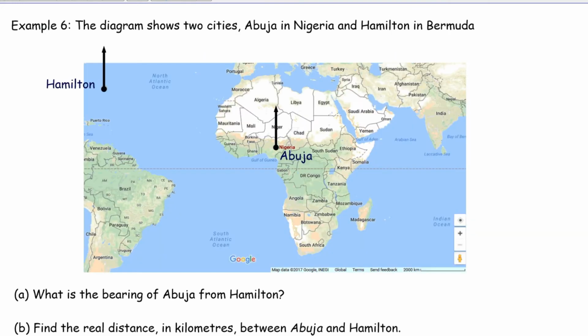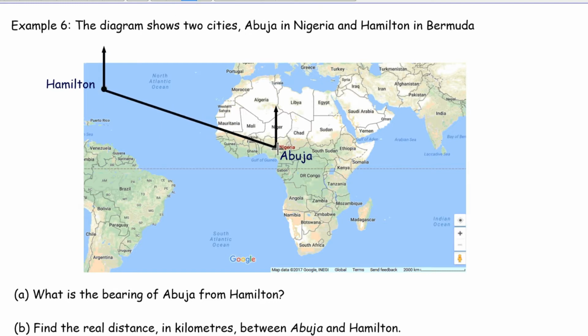Okay. Example 6. The diagram shows two cities, Abuja in Nigeria and Hamilton in Bermuda. The first question is, what is the bearing of Abuja from Hamilton? So, you are at Hamilton, facing north. What angle do you need to turn clockwise before you can face Abuja? Of course, the first thing is we need to join these two cities using a straight line.